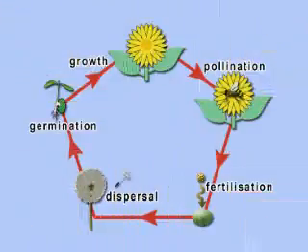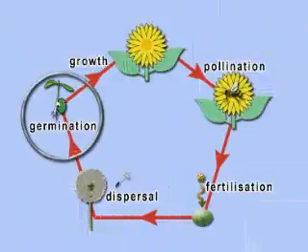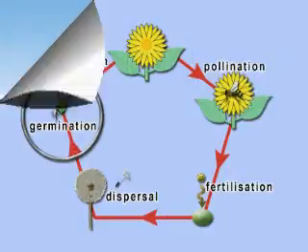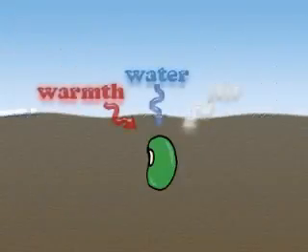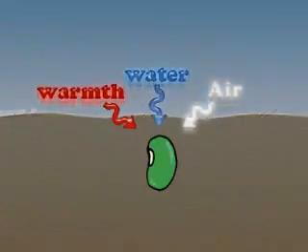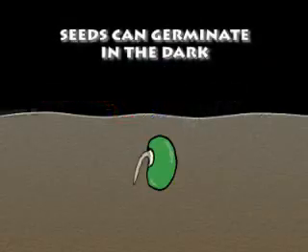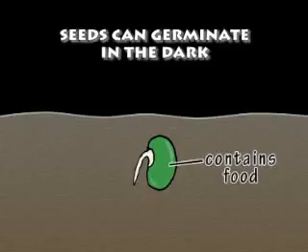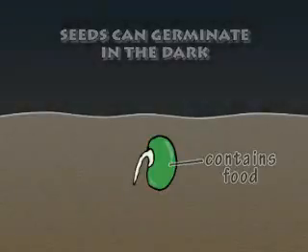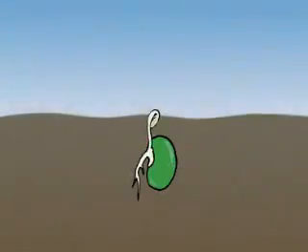After dispersal of the seeds, germination takes place. To start growing, a seed needs warmth, water, and air. However, seeds do not need light to germinate, as they will germinate just as well in the dark. The reason for this is that the seed contains a food store the plant can live on as the root grows down into the soil, and the shoot grows up to break through the surface of the soil.